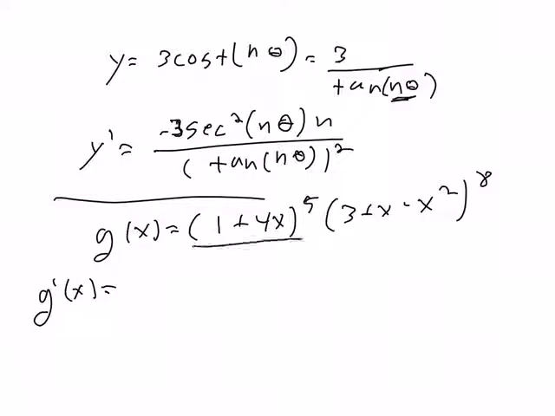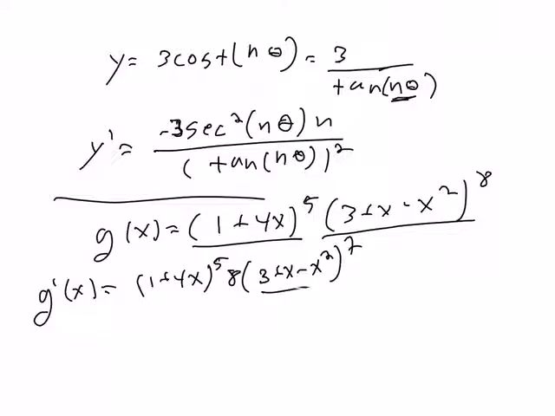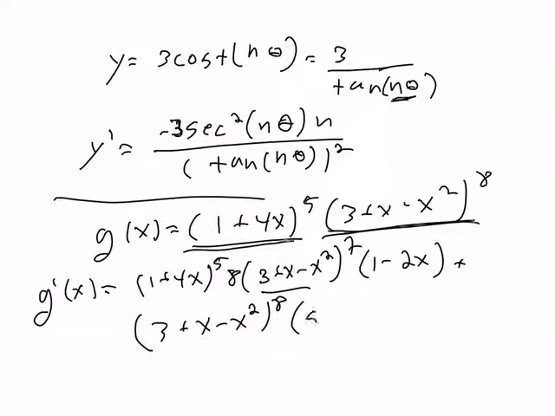So first we're just going to leave this the same. We're going to do the product rule. It's this to the 5th power, and then we're going to take the derivative of this, which is 8 times 3 plus x minus x squared to the 7th power times the derivative of this, which is going to be 1 minus 2x, and then plus, and now we leave this the same, so we get 3 plus x minus x squared to the 8th power times the derivative of this thing, which is 5 times 1 plus 4x to the 4th power, and then times the derivative of the thing inside, which is 4.